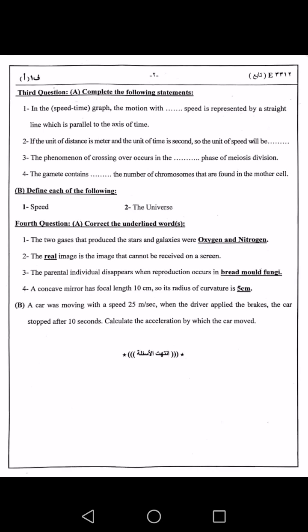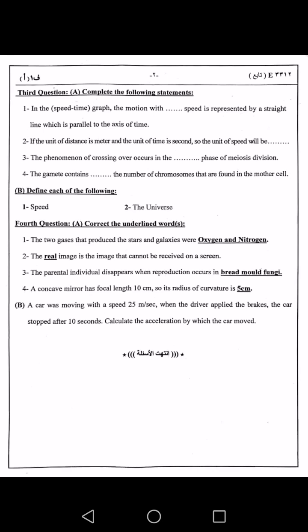Number 4, the gamete contains half the number of chromosomes that are found in the mother cell. The answer is half, the number of chromosomes found in the mother cell.